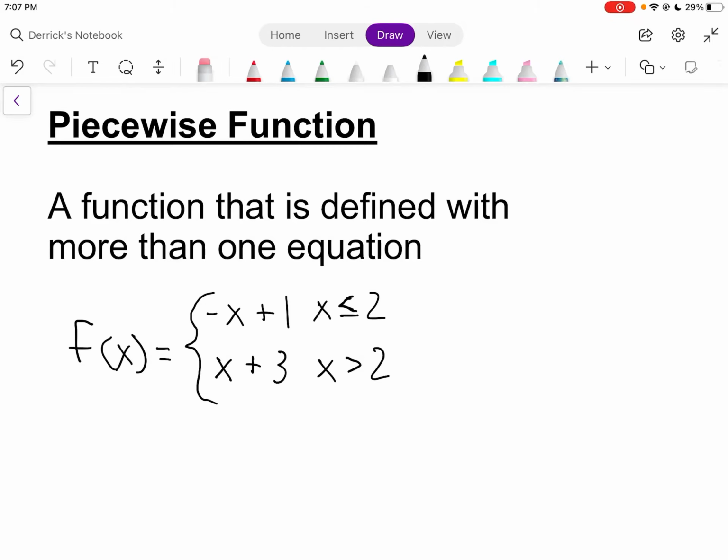This video is going to be about piecewise functions, but just about evaluating them, not actually about graphing them. Graphing them will be a separate video. So for an introduction to piecewise functions, as you can see on your screen, a piecewise function is a function that is defined with more than one equation.